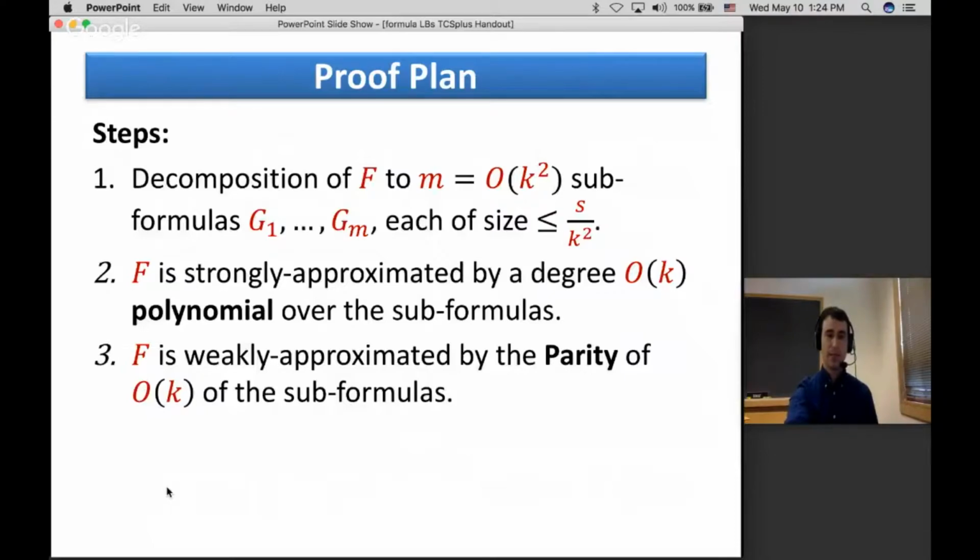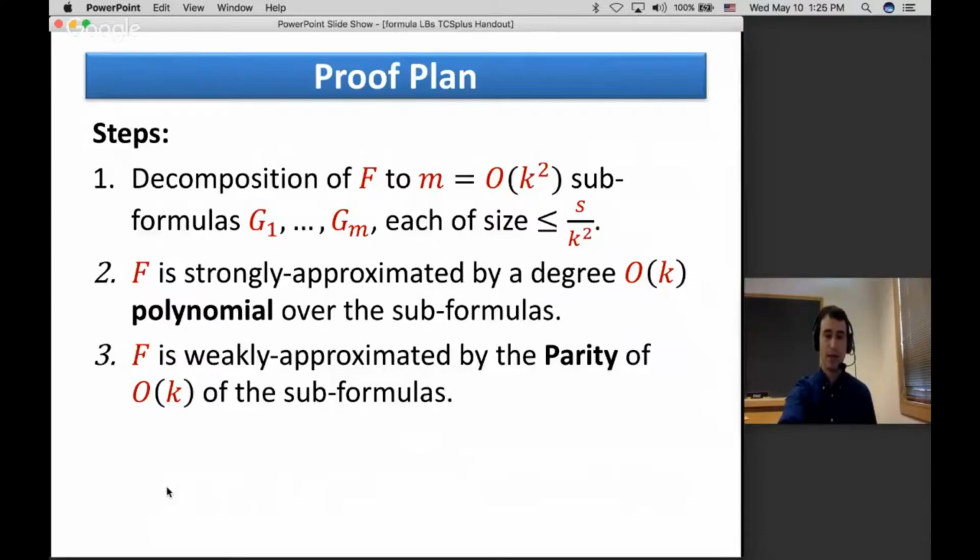It seems that we haven't done much so far, because how can we compute the parity of k things? Since we have only ANDs and ORs, to compute the parity of k things requires size k squared. So really, in step 3, we approximate f, the original formula, by another formula which is of size k squared times s over k squared, or order s. So we really didn't change the size by anything, maybe even made it worse.